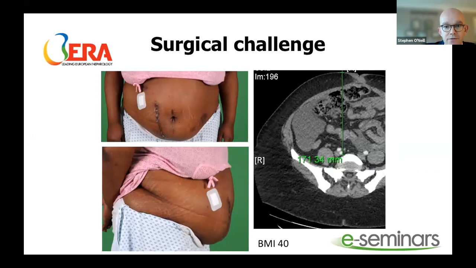The first thing to say from a surgical perspective is that obese kidney transplant recipients can represent quite a technical challenge in terms of depth of access and distance from the iliac vessels. This is a transplant recipient who was transplanted by my colleague in Belfast, Tim Brown. The recipient had a BMI of 40, and you can see from the images and the corresponding CT that the access for vascular anastomoses was really quite deep at around 17 centimeters.